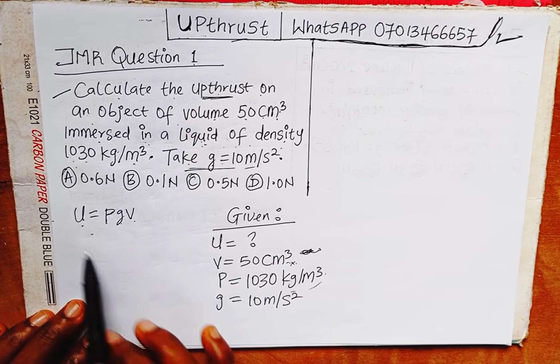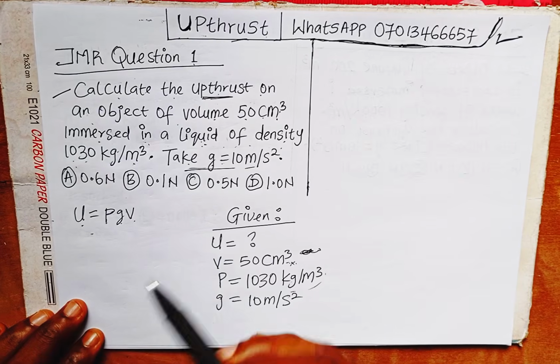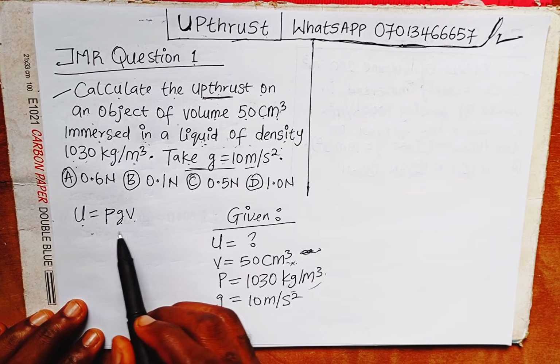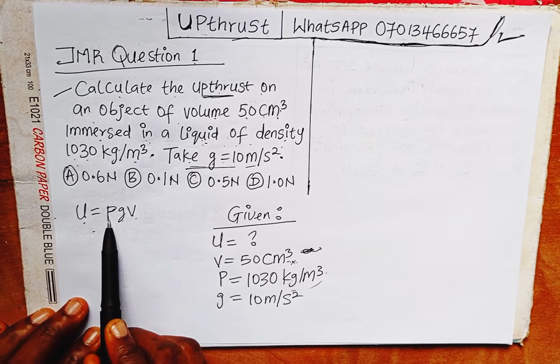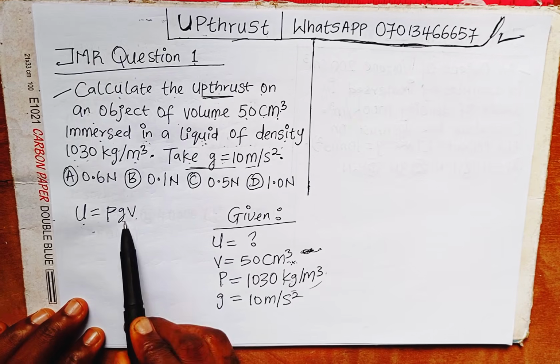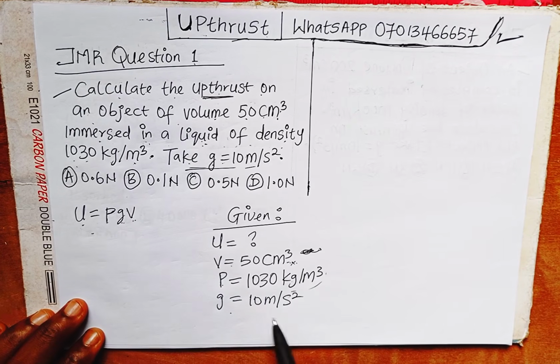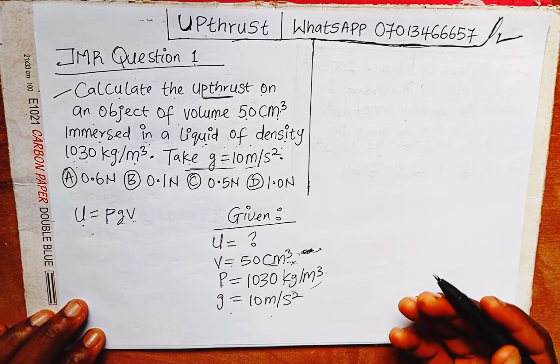All right. So first of all, let's look at our upthrust formula, whether it fits. U is equal to PGV. P is density, we have it here. G is gravity, we have it here. V is volume, we have it here. So all we need to do is to convert, solve, and get our answer.